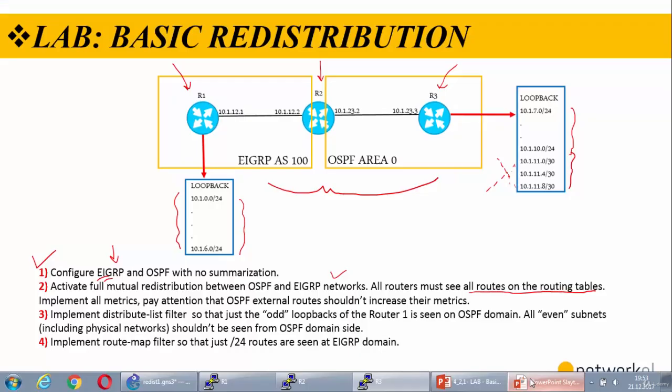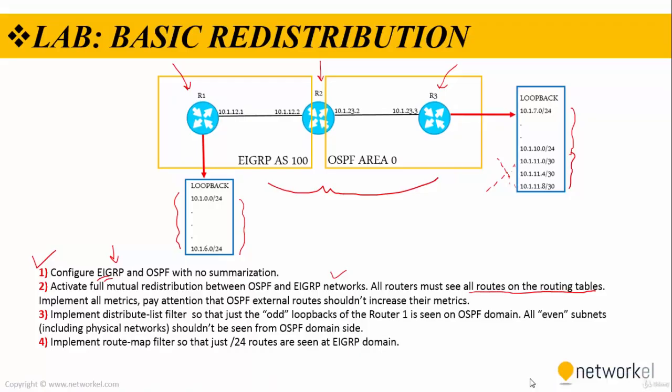And let's go ahead with the third step. The third step is saying to implement the distribute list filter so that just the odd loopbacks of router 1, this router's odd loopbacks, are seen on the OSPF domain. All even subnets should not be seen from the OSPF side. Alright. What I'm going to do here is configure an access list that hits the odd loopbacks. Then I'm going to implement the distribute list.